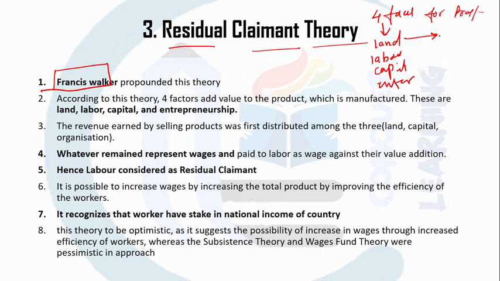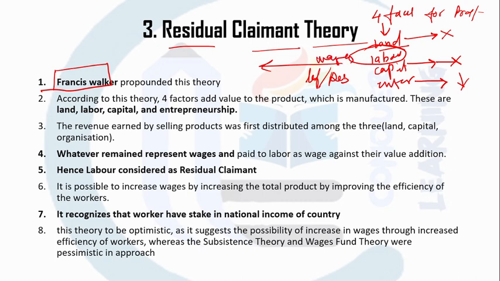So an employer, whatever he earns from the product or production, he first gives the rent for the land, then he removes whatever expenditure he has done in the business, and then he removes his own salary, his own share, and finally after that, whatever is left over or whatever is residue, he uses it to give the wages to the employees. And hence, the wages here are said to be a residual. And hence, this theory is called the residual claimant theory. Meaning, what did the employer do first? He took out the expense for the land.